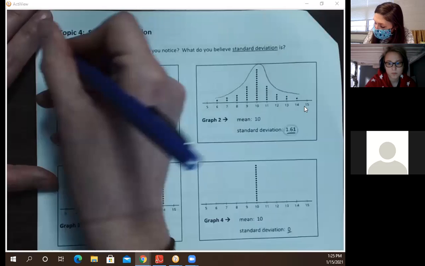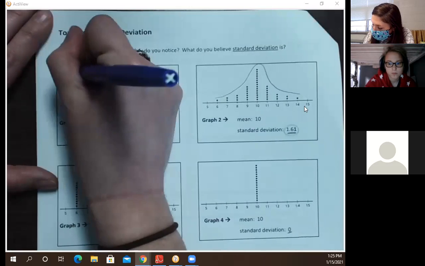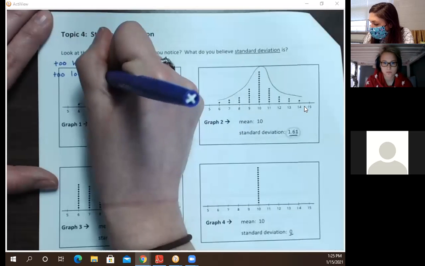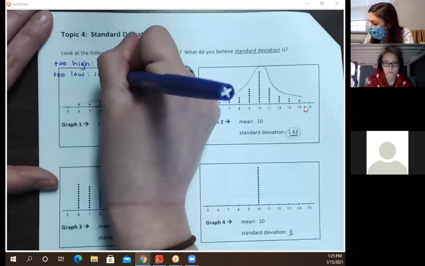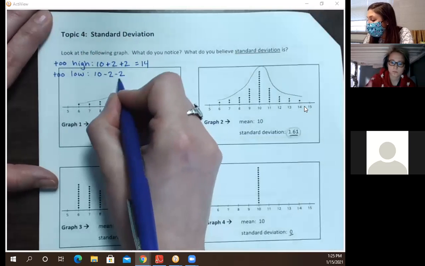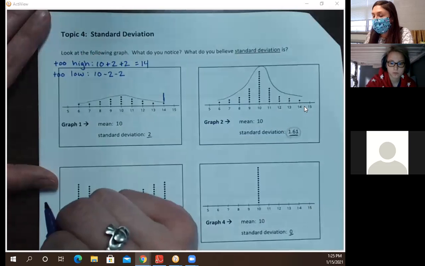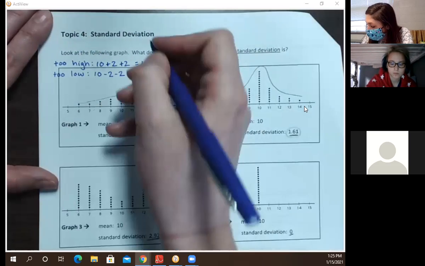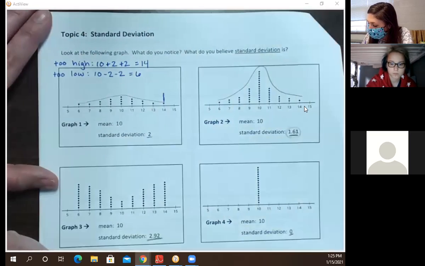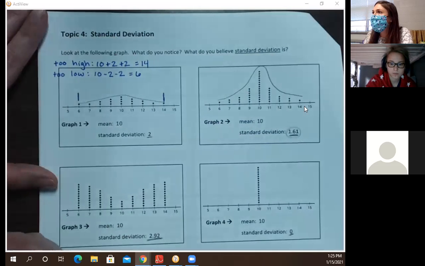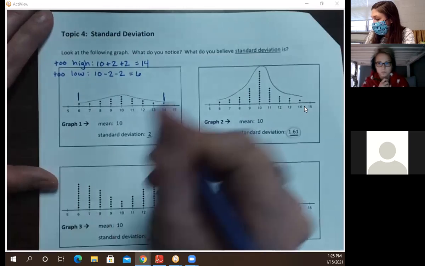On the other end of the spectrum, a value that's too low would be something that's more than 2 standard deviations below the mean. So I'm going to take the mean and subtract the standard deviation twice. So that would give me 6. So that means 6 is that sort of bottom value that I'd consider reasonable.